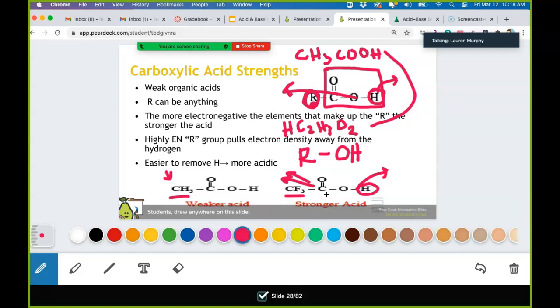Now, again, this is not a strong acid. It's just stronger than this one. Okay? None of your organic acids are strong. We have 6 strong acids. Everybody else is weak. Okay.